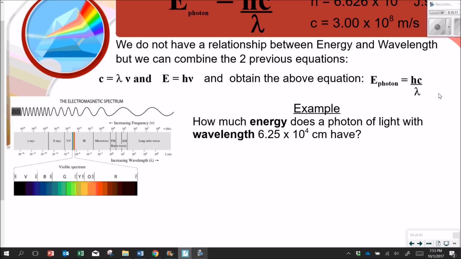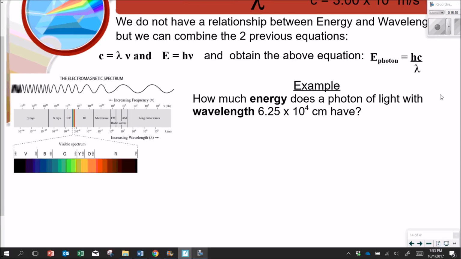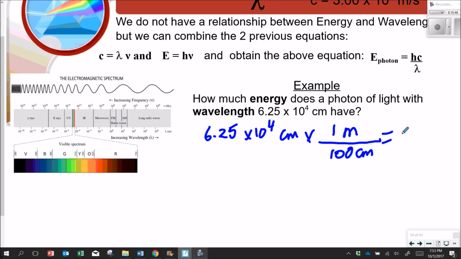How much energy does a photon of light with wavelength 6.25 times 10 to the power 4 centimeters have? Now we have to be careful because our wavelength to plug into the equation needs to be in meters. So the first thing we have to do is convert our centimeters to meters. So we have 6.25 times 10 to the 4 centimeters. And I do my dimensional analysis with my equality between centimeters and meters. And we have 100 centimeters is 1 meter. And I get 625 meters.